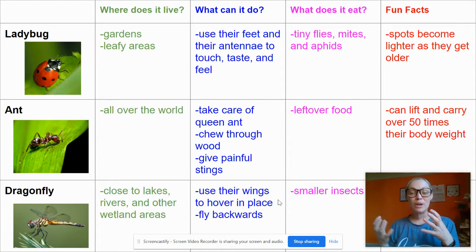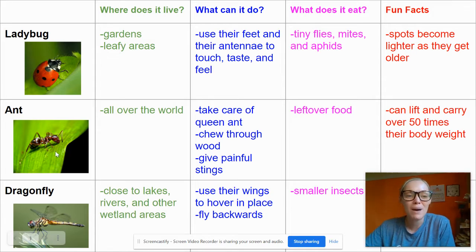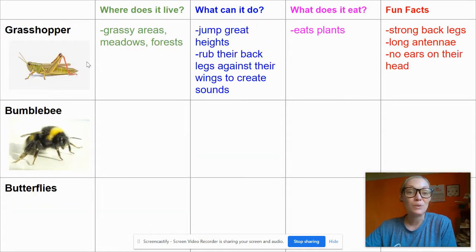And then we're going to take the research we find, all the notes that we have, and we are going to take those facts and put them into our own words and write an informational piece about some of these insects. So we've learned about ladybugs, ants, dragonflies, grasshoppers, and today we are going to learn about the bumblebee.